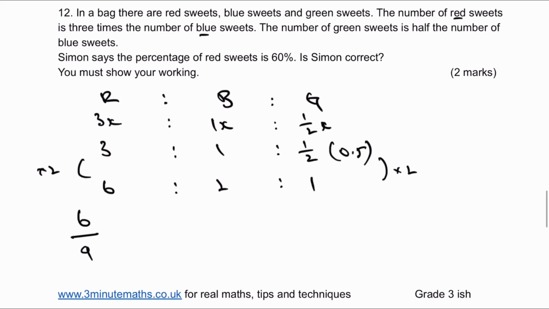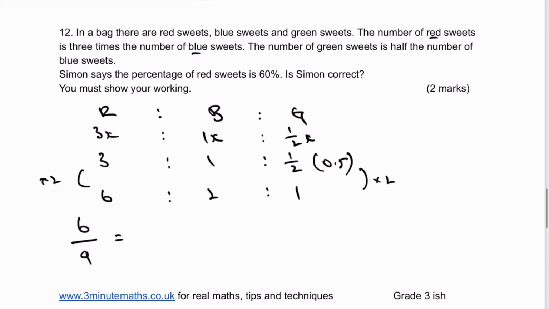Well, it's not. It's fairly close, but if I look at that, I get 2 over 3, and 2/3 as a percentage is actually going to be 66.6%. So therefore, Simon is incorrect. Okay, very rare that I'm incorrect about something, but on this particular occasion, I am incorrect.